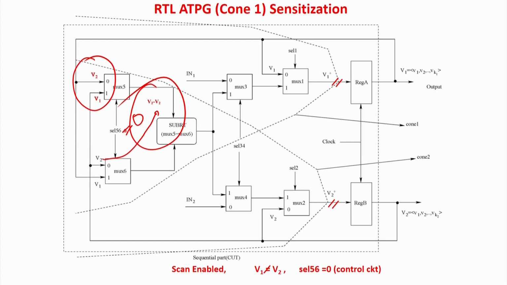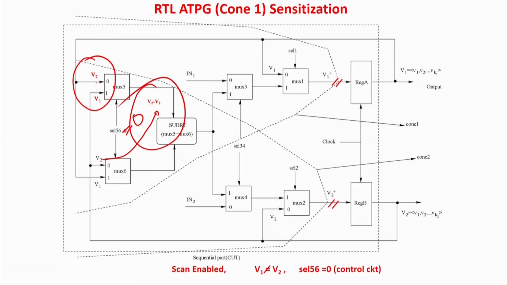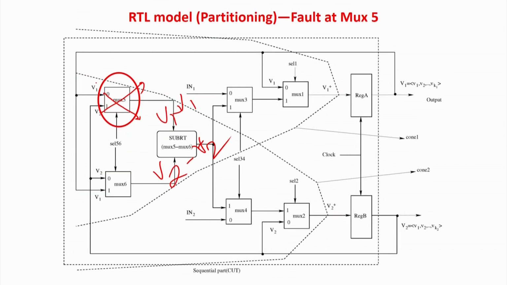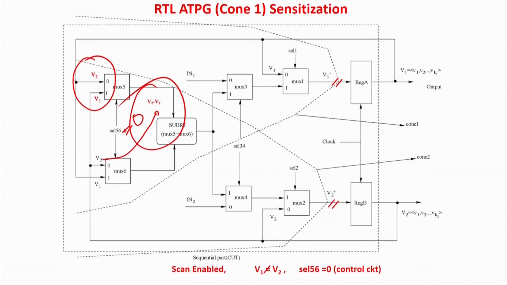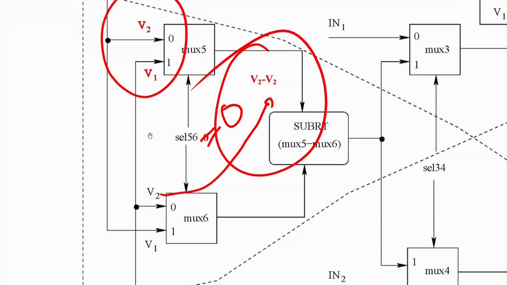So you are going to get the value of V2 minus V2. In the normal case it is V1 and V2, but now it is swapped, it is V2 and V1. So this was V1 V2, and by swapping it has become V2 V1. So you are going to get the value of V2 minus V2. In fact, you could have also taken select 5 6 equal to 1. In that case you would have got V1 minus V1. So that is immaterial, you can take anything.